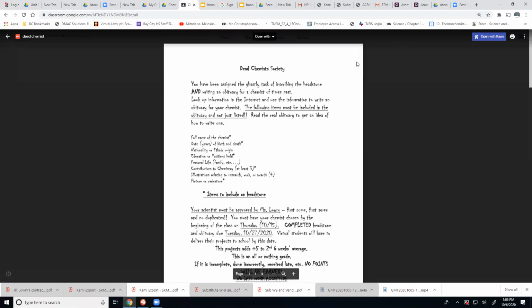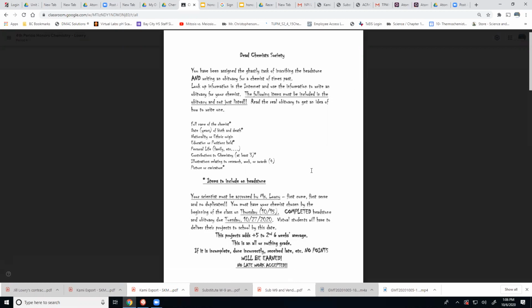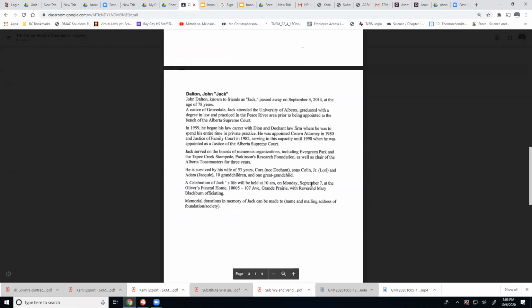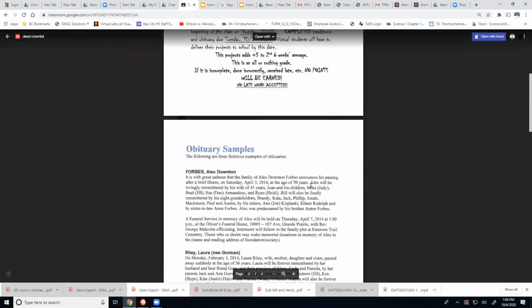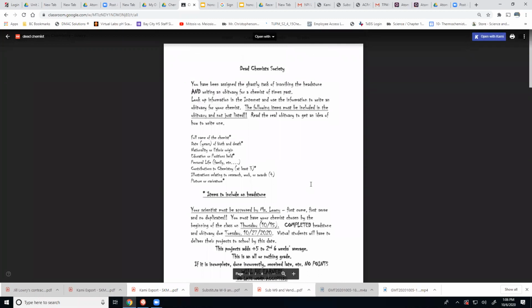So you're picking out a chemist and you're writing an obituary about them. And then you're also making a headstone. Obituary is different from just a report. So I've included some obituary examples. Because if you just do a report on them, that will not gain you credit. All this information needs to be included in your obituary, and just like it says here, the things that have asterisks, those 5 things that have asterisks, need to be on the headstone. So those 5 things will be duplicated in the obituary and then also on the headstone.